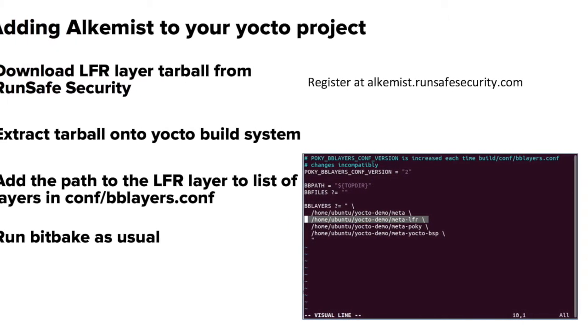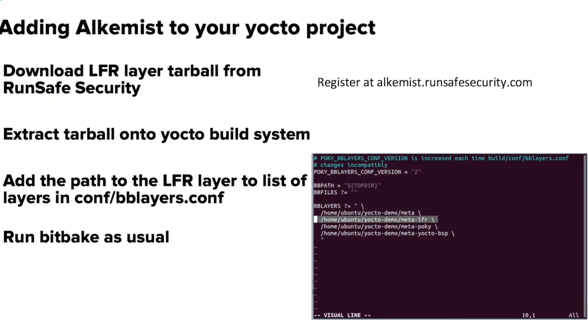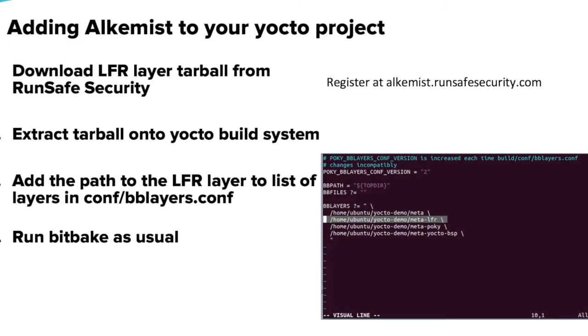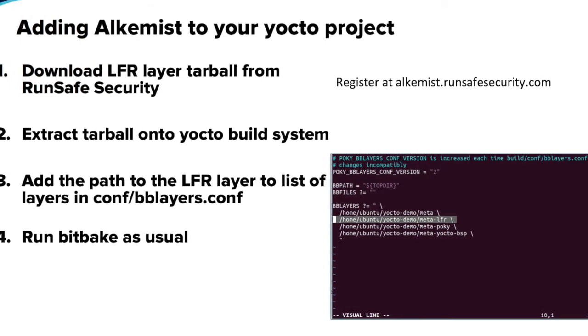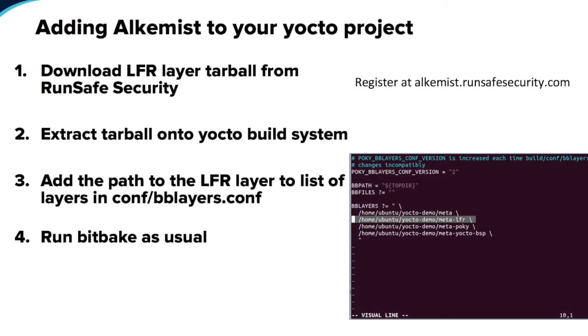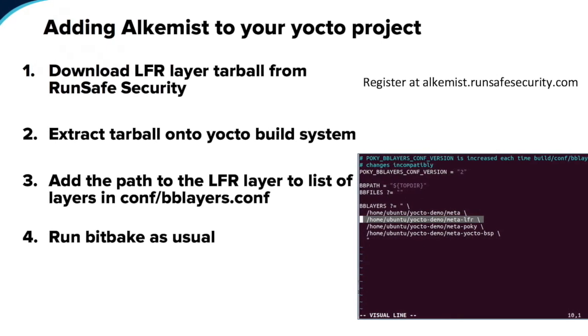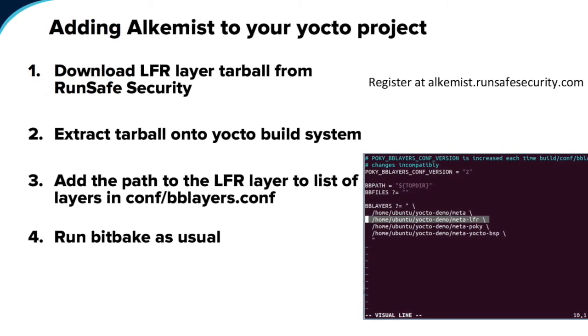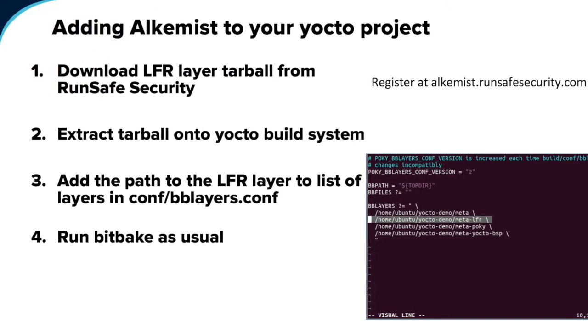First step will be to download the LFR layer tarball from RunSafe Security after you register at alkemist.runsafesecurity.com. Second, you'd extract the tarball onto the Yocto build system, then add the path to the LFR layer to the list of layers in conf/bblayers.conf. Then you run bitbake as usual.